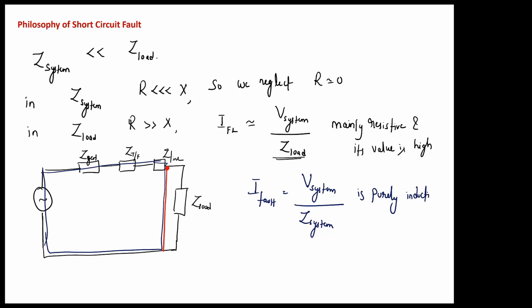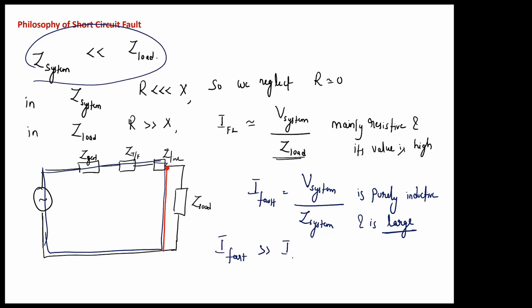Why is it purely inductive? Because we have completely neglected the series resistance in all the system elements. And why is it large? Because the system impedance is very small when compared to the load impedance. That's why your fault currents are very much greater than the full load currents. Why? Because the impedance seen by the fault is very small when compared to the actual impedance when the system is healthy.